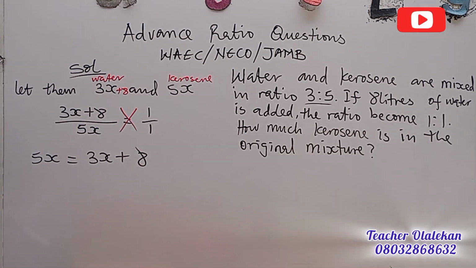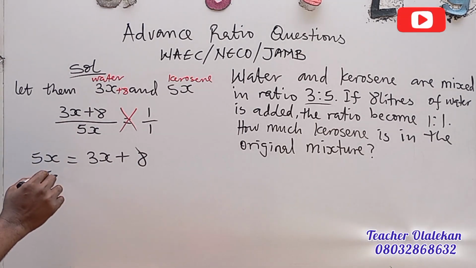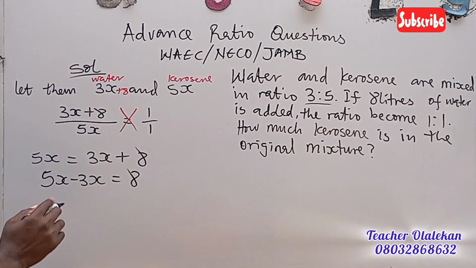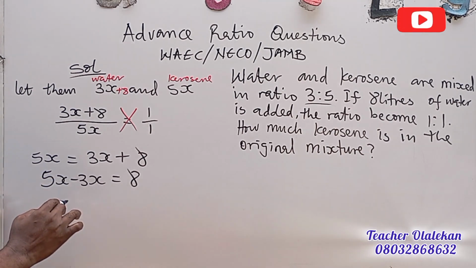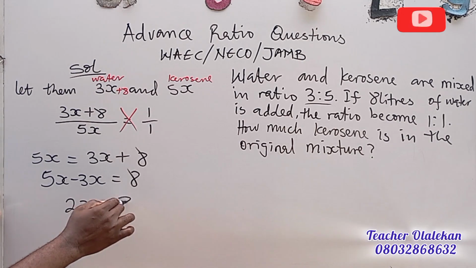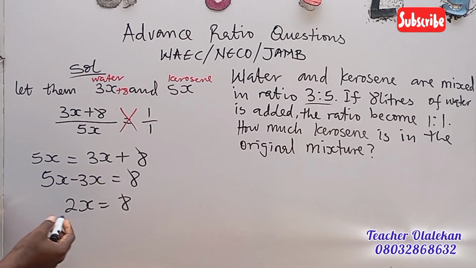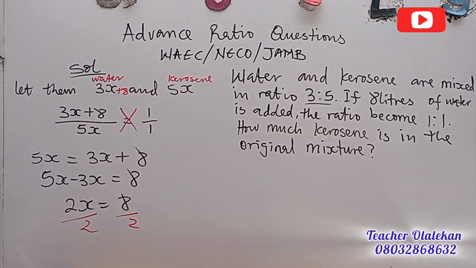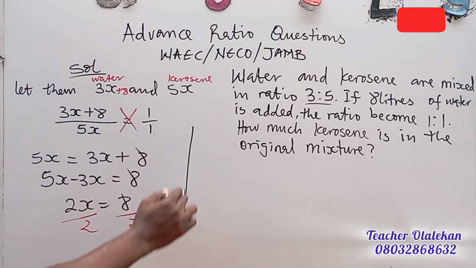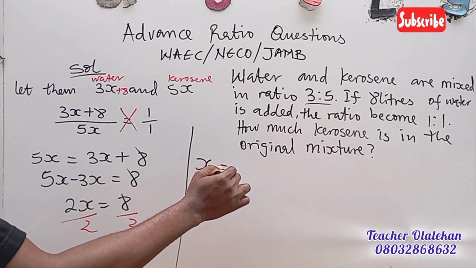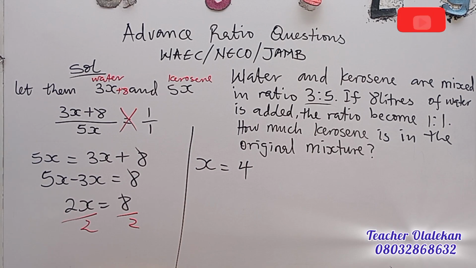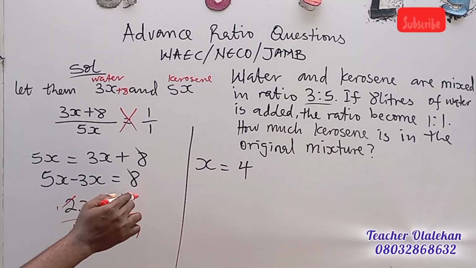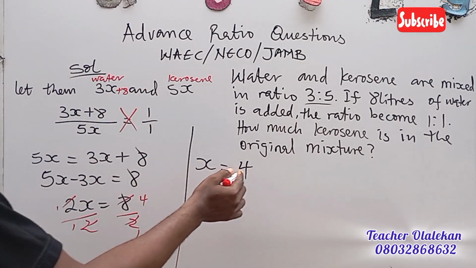So that becomes 5x minus 3x is equal to 8. So this becomes 2, so that is 2x is equal to 8. And for our x we divide both sides by 2. So that means our x is equal to 4. So this is what we did: 2 here 1, 2 here 1, and this here 1, this here 4. So that's how we got our x to be 4.